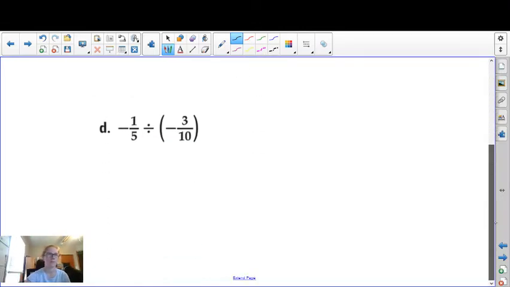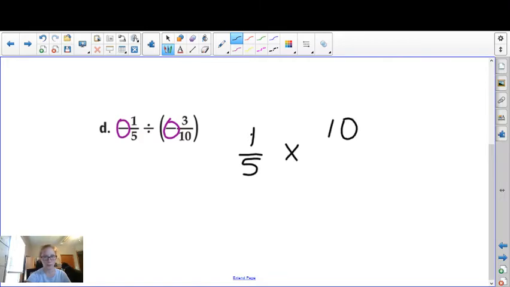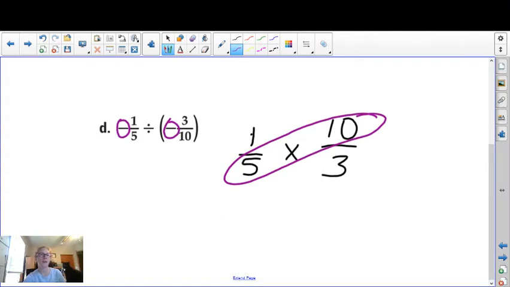Perfect, should have 3/10. Next one, we have a negative and a negative, so my answer should be positive. So I have 1/5 times 10/3. And I made you do a reducing one earlier, but I didn't actually talk about it. So notice how across I have a 10 and I have 5, and both of those can reduce down. So I'm going to divide by a number that goes into both. And this only works if it's across. So 5 divided by 5 can turn into 1, and 10 divided by 5 can turn into 2. And so now I have 2/3.